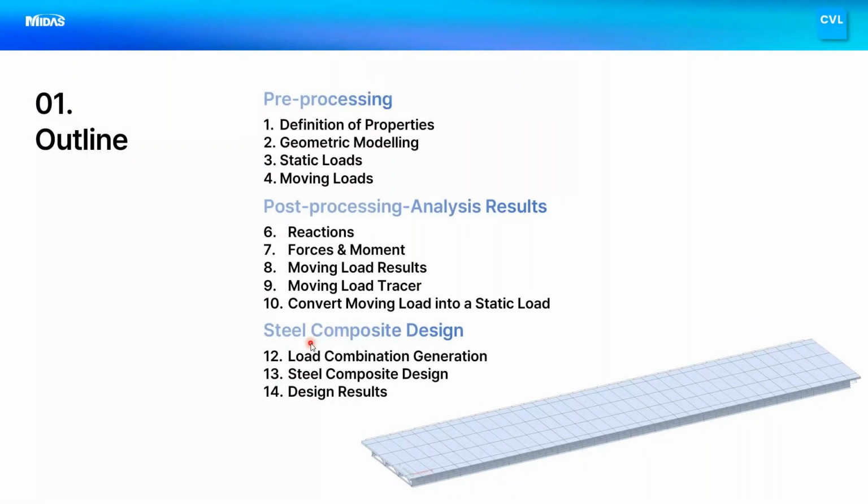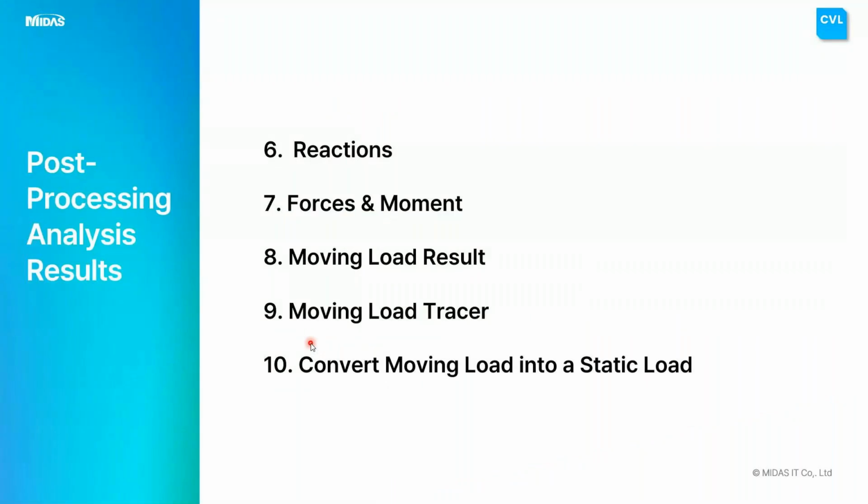To move ahead, in the post-processing analysis results part, we will be checking these 5 steps. First, we will check the reactions that have been received for our bridge. Then we check the forces and the bending moment diagrams for all the different elements. Then we will see the moving load result, like for our moving load case, how the vehicles are influencing our bridge. And then we will see the moving load tracer.